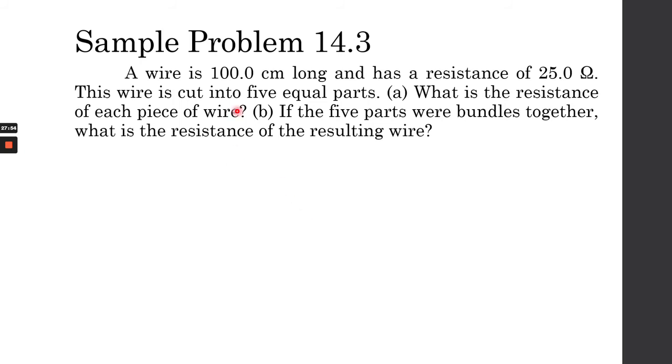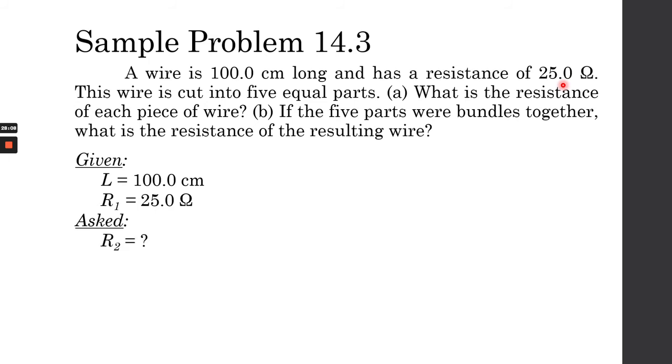So ngayon, meron kang sinabi niya na meron kang isang wire and yung haba ng wire mo is 100 centimeter. That's our first given. Ang pangalawa, yung resistance ng wire na yon is 25 ohms. Ang tanong niya ngayon, ano yung resistance ng each piece of wire after mong hatiin yung 100 centimeter into 5 equal parts. So, ibig sabihin yung length mo, lumiit siya. So, ngayon, ano kaya yung resistance nung wire na yon, nung mas maliit na wire?